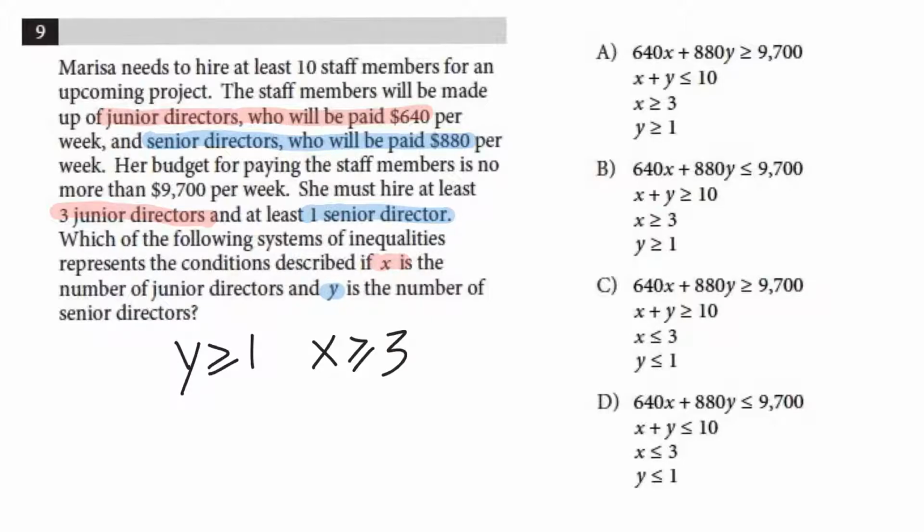Okay, so I think we can just eliminate some of the possible solutions here right off the bat. The first one, that actually works with our 2 inequalities here. The second one, that also works with our inequalities. The third, X is less than or equal to 3, nope. And the same with the last, X is less than or equal to 3. They have those backwards. Okay.